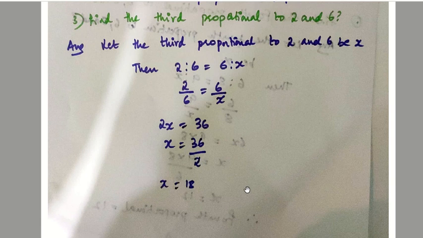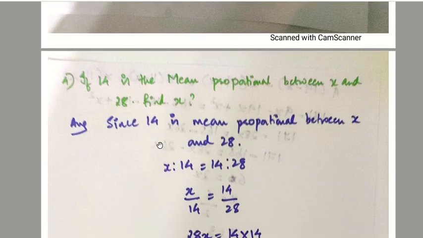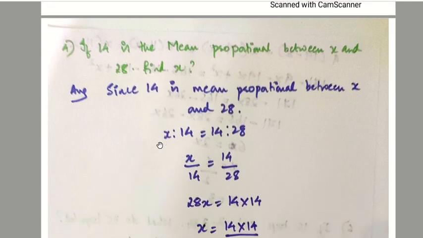So now the next question is find the third proportional to 2 and 6. Let the third proportional to 2 and 6 be x. Then 2 is to 6 is equal to 6 is to x. So 2 by 6 is equal to 6 by x. So 2x is equal to 6 into 6, 36. x is equal to 36 divided by 2. x is equal to 18.